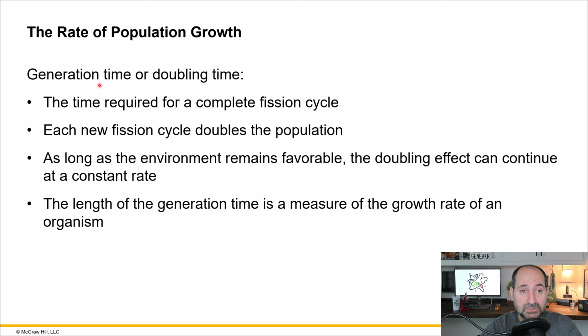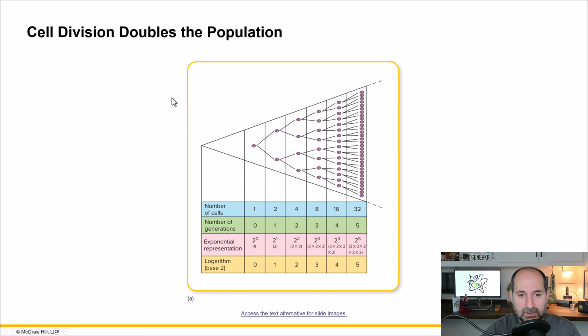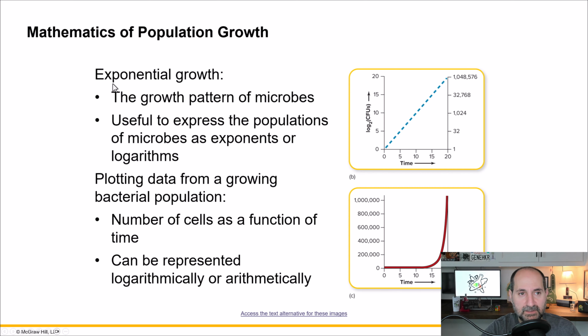Now, the generation time is known as the doubling time. This is the amount of time it takes for this process of binary fission to occur, so for one cell to become two. And remember, the way this works is in an exponential way. The bacteria divide exponentially, so they're 2 to the power. Okay, again, microbes exhibit exponential growth.